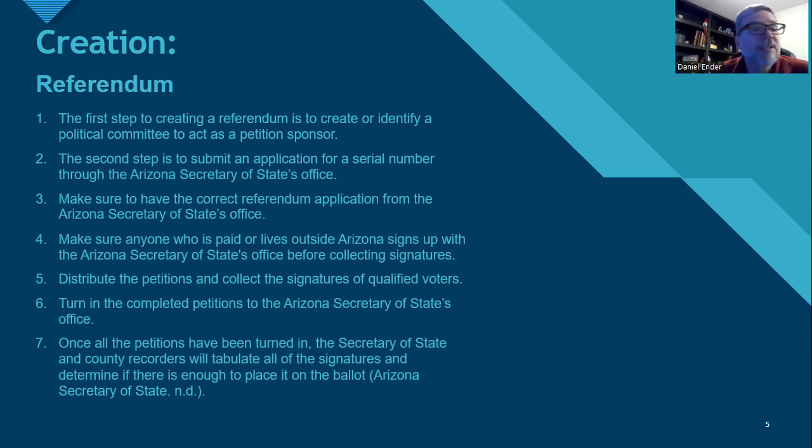And the fifth step is to distribute the petitions and collect the signatures of qualified voters. The sixth step, turn in the completed petitions to the Arizona Secretary of State's office. And the seventh step, once all the petitions have been turned in, the Secretary of State and the county records will tabulate all the signatures and determine if there's enough to place it on the ballot.